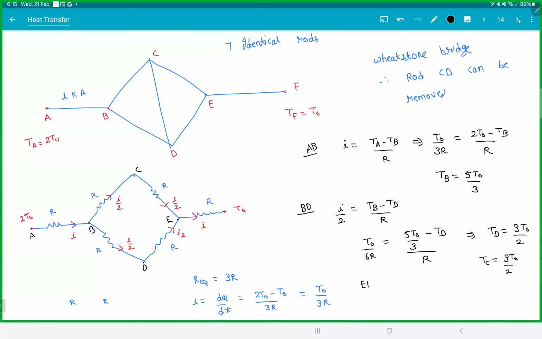Similarly, if you do for the EF rod, I is equal to TE minus TF by R. If you do this, you'll get TF equal to 4T naught by 3. Check your answers. That's how you find temperature. If they ask you temperature anywhere in the midpoint, always cut it there, right? So the temperature difference from the point which you know to this unknown point, divided by resistance, should give you the current. Does that make sense?